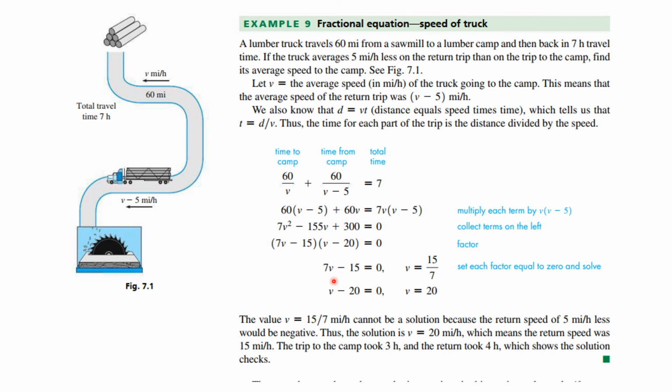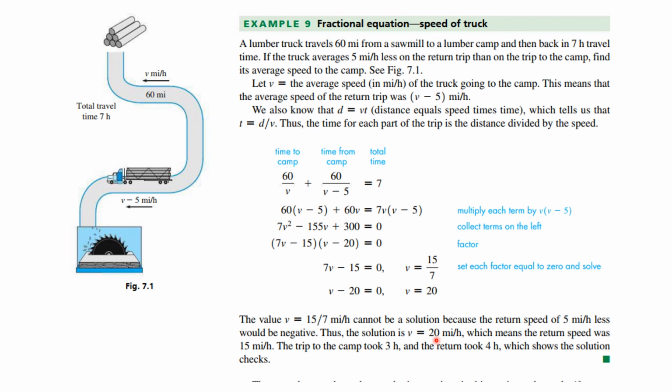And so we say either 7v minus 15 is equal to 0. That means v is equal to 15 over 7. Or v minus 20 is equal to 0. That means v is equal to 20. Now the value, this one, cannot be a solution because the return speed was 5 miles per hour less, and that would make it negative. So the only solution we have is v equal 20.